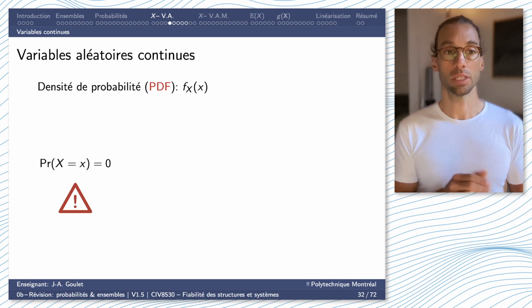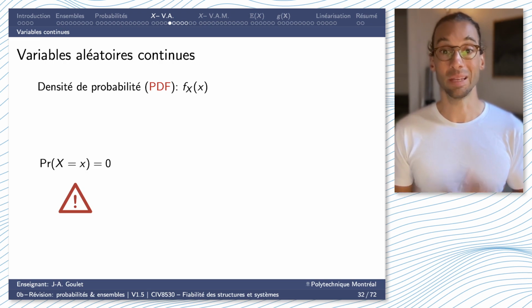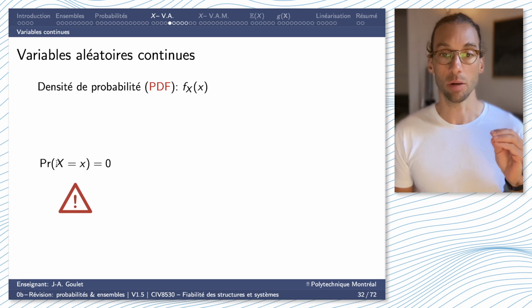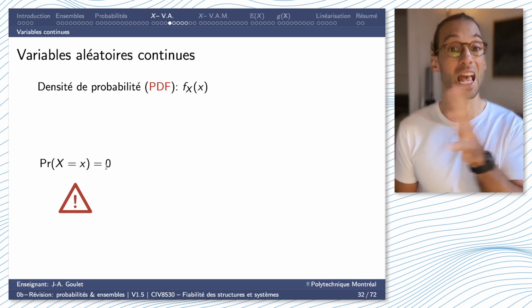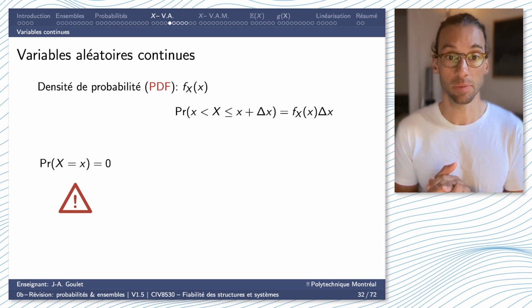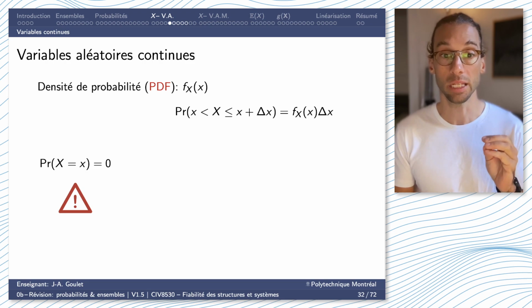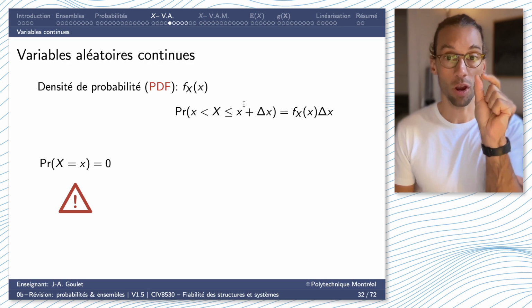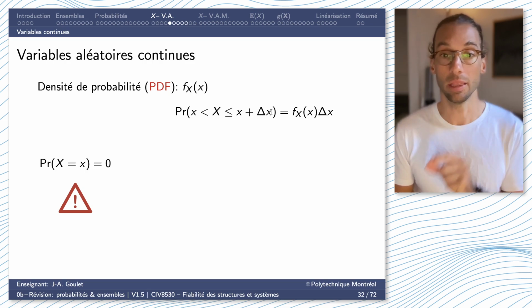Then for the continuous case, we're not going to use the probability mass function anymore. We're going to use the probability density function. Why? Because the probability that a random variable x equals a specific value is always 0, because there are infinitely many possibilities. So now if we want to define a probability in a strict sense that is not 0, we need to define this over a slice of width delta x.